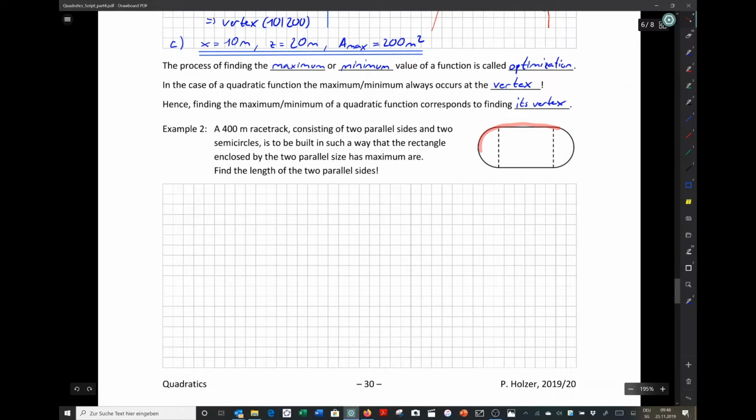We have here a 400 meters racetrack, which is built around a rectangle where two semicircles are added to it. The goal now is to build such a racetrack such that the area of this rectangle here is maximum. Here it should say sides and area. The first step now is to decide what x is. Let us use as x the side of the rectangle on the racetrack. Let us call the other side z.